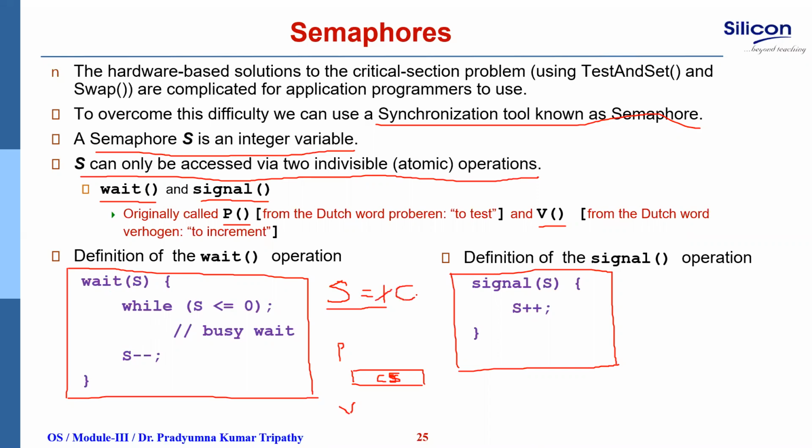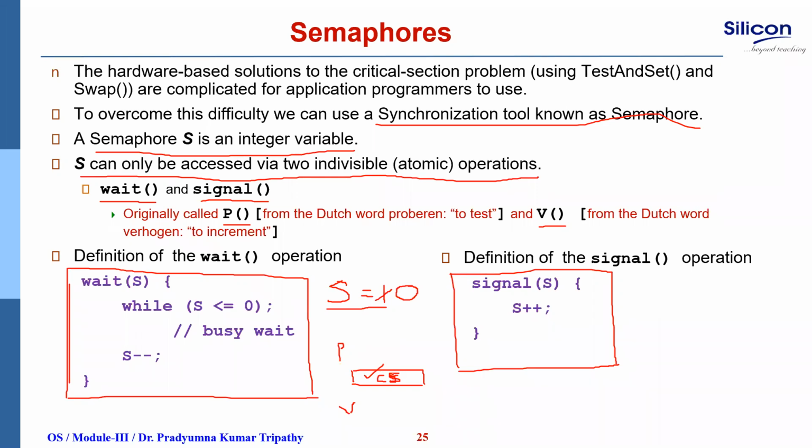Try to understand what I am doing. S is initially 1. The condition doesn't satisfy in the while loop. If it did satisfy, it would stay over here and spin. As the condition doesn't satisfy, it will make S as 0 and enter into the critical section. So I have executed the P or wait. Now I can enter into the critical section because I have executed this code. So I'll go to the critical section.